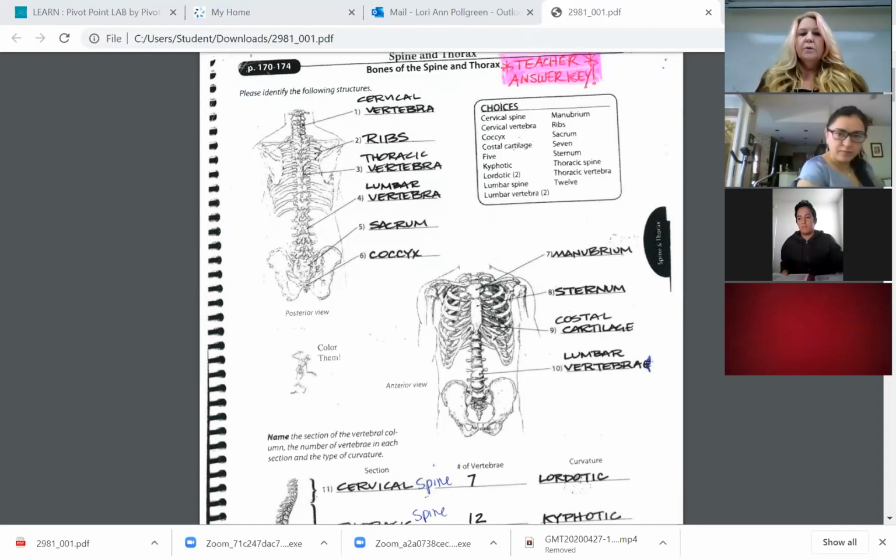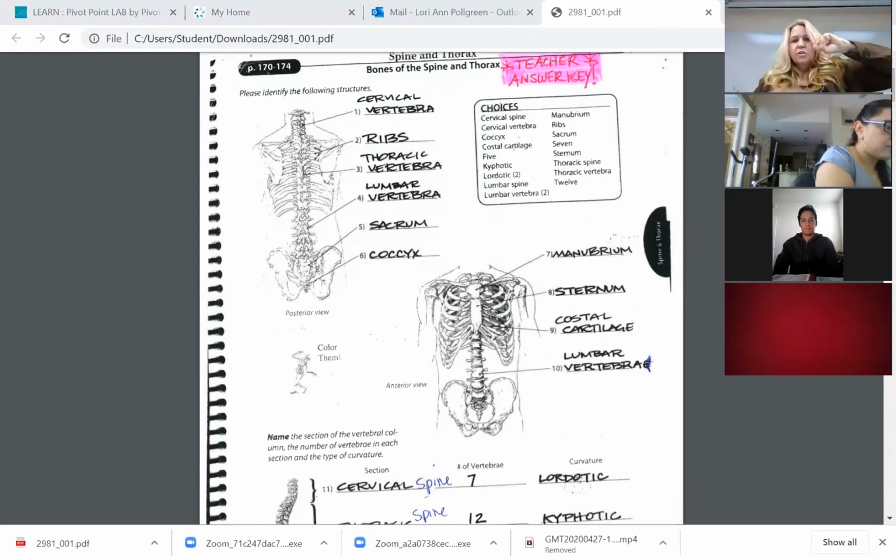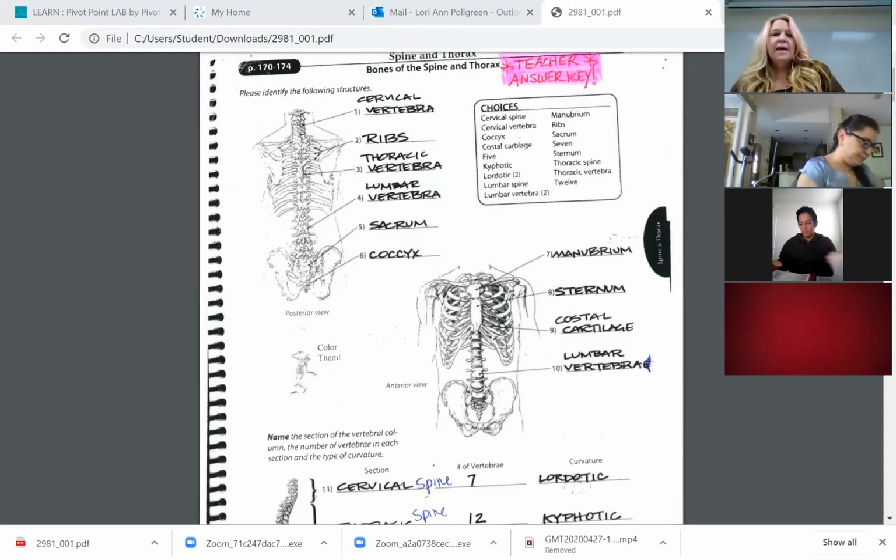So number 7 is the manubrium. Manubrium means handle. I like to think of the manubrium as the handle of the sword, and the sternum is the sword. So manubrium is that top part of the sternum that we see. And then below that is the sternum.